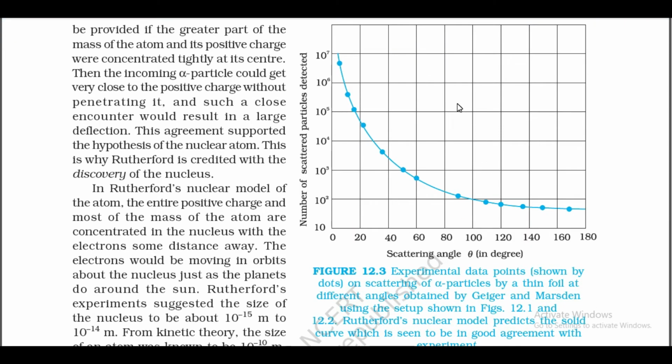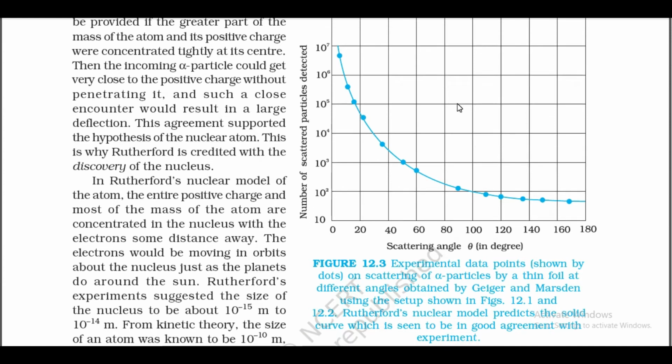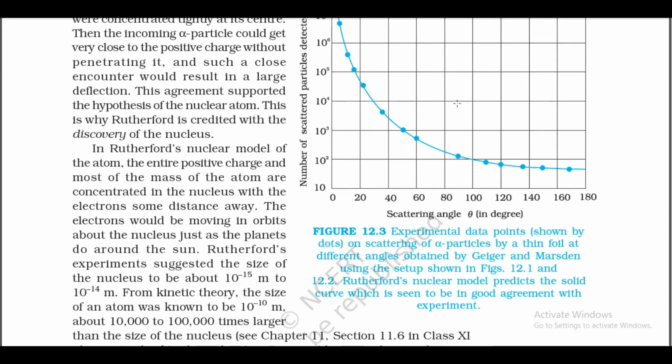In Rutherford's nuclear model of the atom, the entire positive charge and most of the mass of the atom are concentrated in the nucleus with the electrons some distance away. The electrons would be moving in orbits about the nucleus just as the planets do around the sun. Rutherford's experiment suggested the size of the nucleus to be about 10 to the power minus 15 meter to 10 to the power minus 14 meter from kinetic theory.